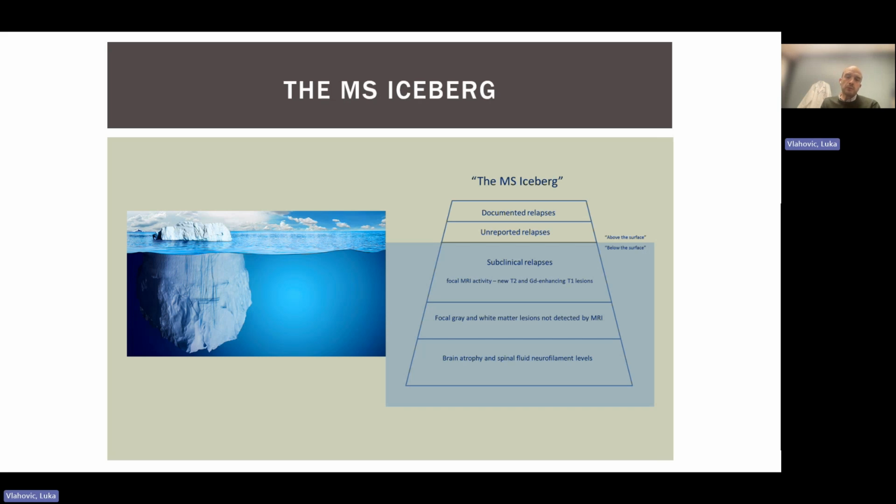Now, this is also a nice picture to show, because a lot of things in MS occur below the surface. It's not visible or easily measurable. And this is one of the examples. What we see on the top is clinical relapses, but actually some of these subclinical relapses or tissue loss, or even if we extend this to some of the symptoms such as fatigue or cognitive changes that are really non-measurable, they all happen below the surface, and it's not always easy to detect them.